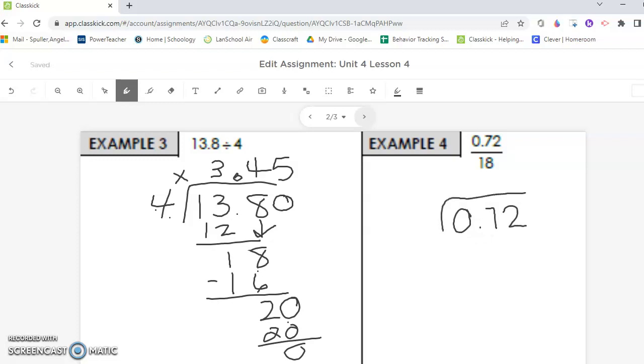0.72 divided by 18. Moving my decimal up, put my 0 up there. 18 can't go into 7, but it can go into 72. Let's see, I'm going to try some things. 18 times, let's say times 5. 40, carry the 4. That'd get me 90, too much. So let's times 4.